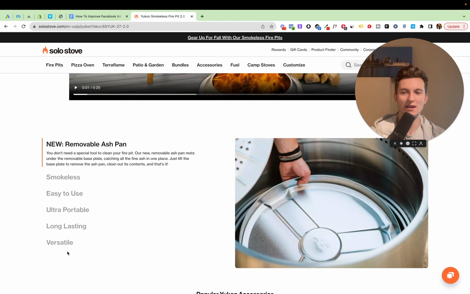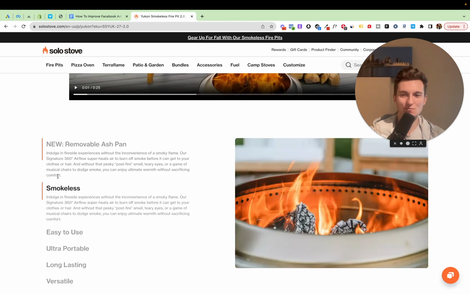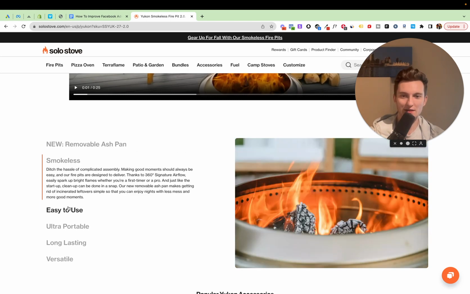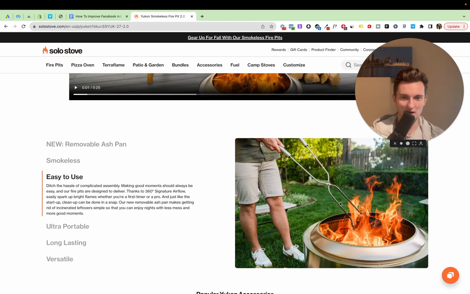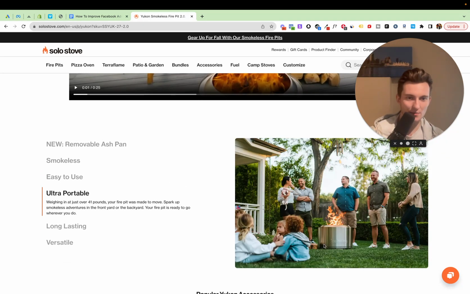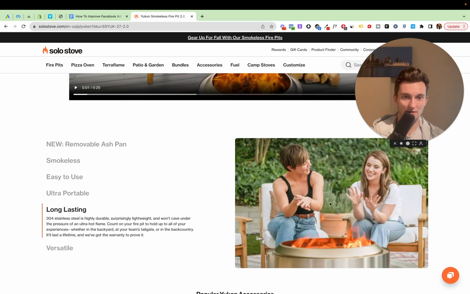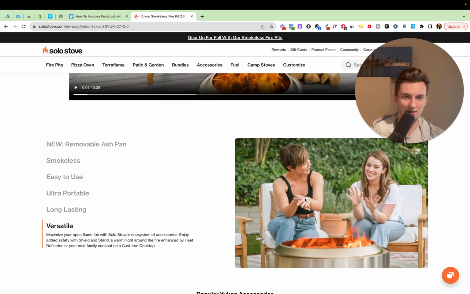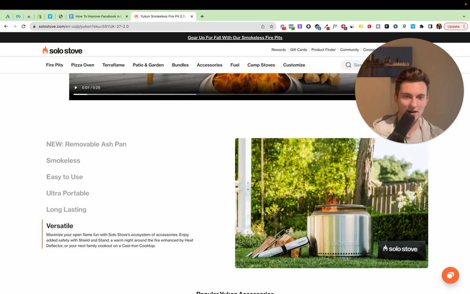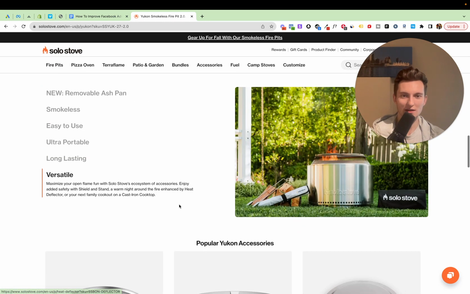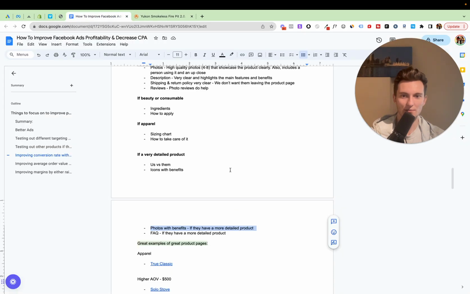Notice what they say. They don't say 55 inches by 20 inches. It's like smokeless. Boom, photo there. Easy to use. Right? And the photo matches the benefit. Ultra portable. They're able to move it around in the backyard and enjoy it with the family. Long lasting. So they're still out at night doing it. And then versatile. Everything is just photos and benefits. It really just sells you on the product, and it's all benefits, right? So make sure it's with the benefits.